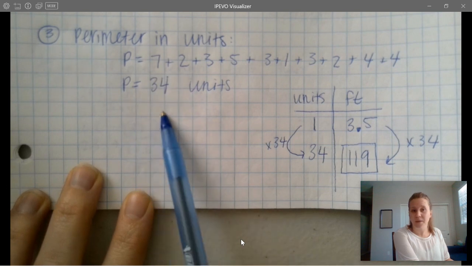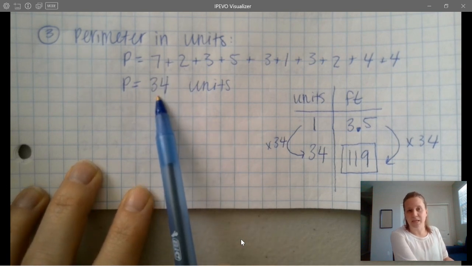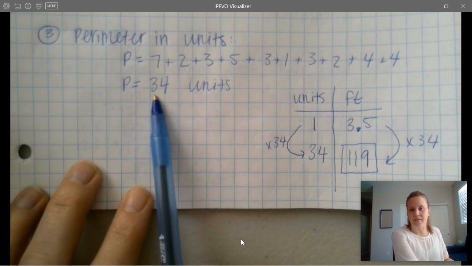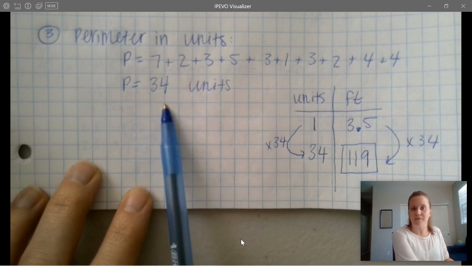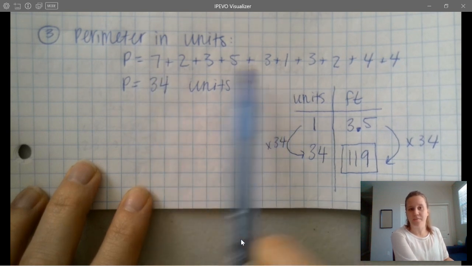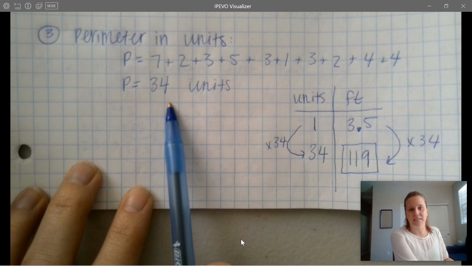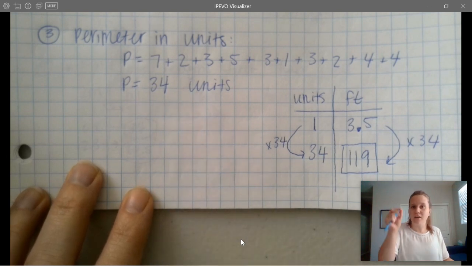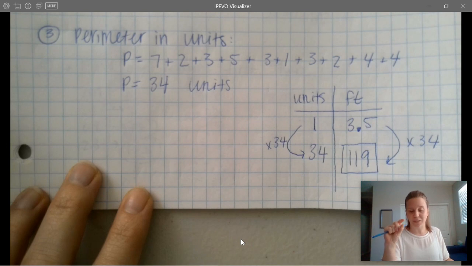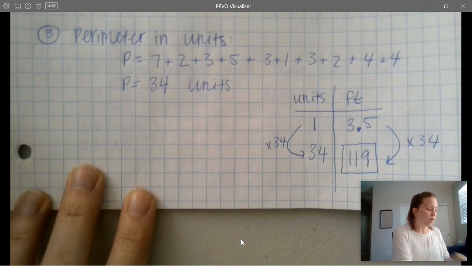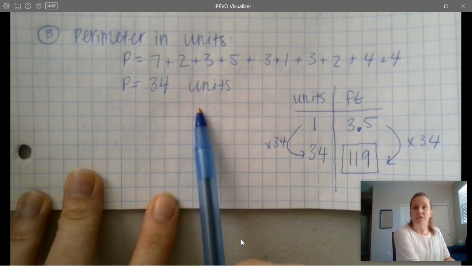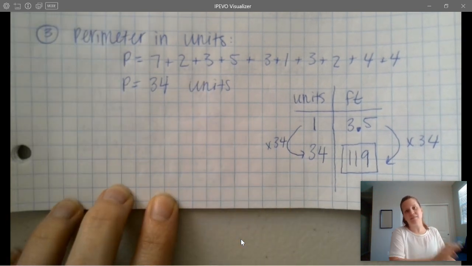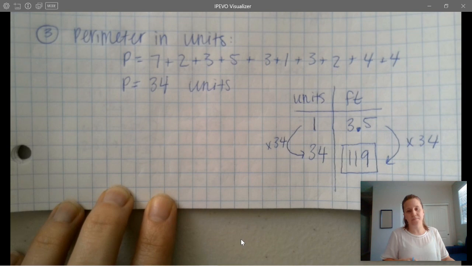If you got close to this, but not quite, if you got anywhere between, I don't know, 32 and 35, something like that, it's probably just a counting error or an addition error. If you got something different, you might have also not counted all the sides. So you want to count every single side, even those short ones that are only 1 unit long, every side is counted, okay? Once I get the perimeter of 34 units, that's the perimeter of the scale drawing.